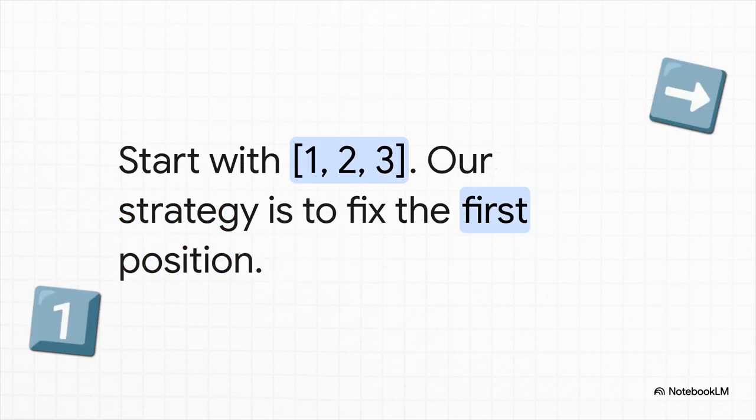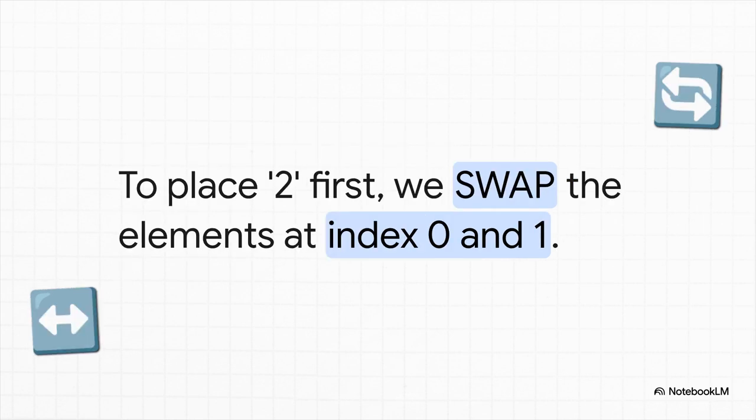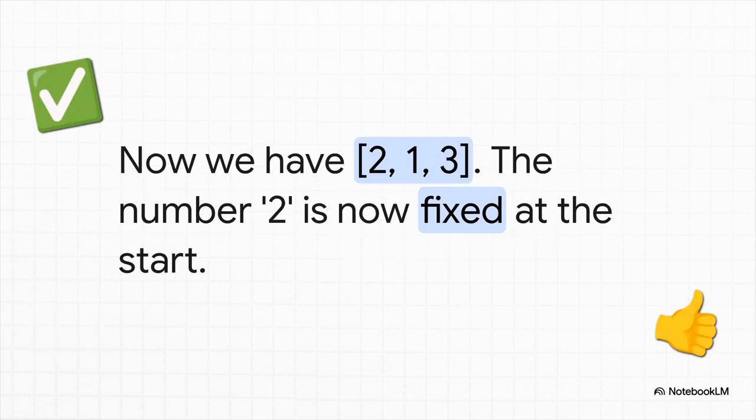So let's start with our good old 1, 2, 3. The strategy is to work from left to right, one position at a time. So, first up, we need to decide which number gets to be in that very first spot. So, what if we want to give the number 2 a shot at being in that first position? Well, it's super simple. We just swap the element at the first position, index 0, with the element 2, which is currently at index 1. And just like that, our array is now 2, 1, 3. The number 2 is now fixed, or locked in at the start.